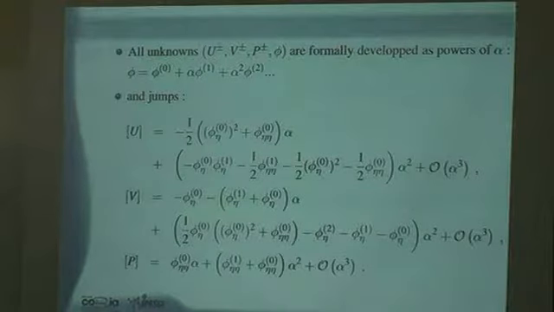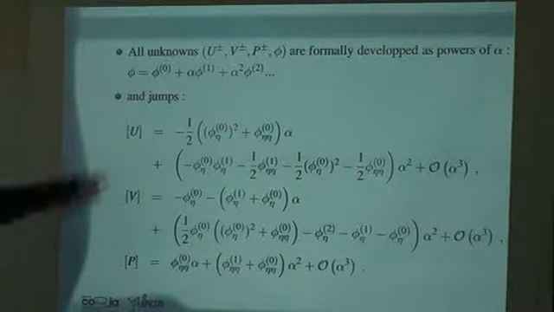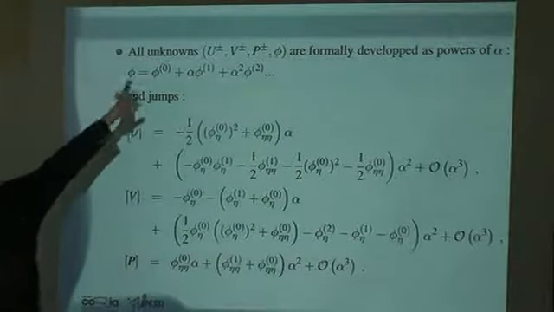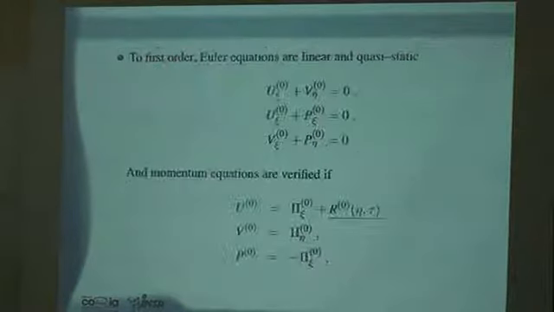What is the alpha? Alpha is density contrast, delta rho over rho. I see. Okay? Supposed to be 1? Supposed to be 0? It's not 0. Okay? So the jumps are written this way, and these are formal developments, formal asymptotic expansions. Okay? So now we try to solve the equation.